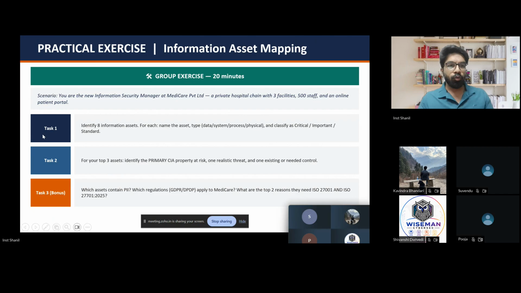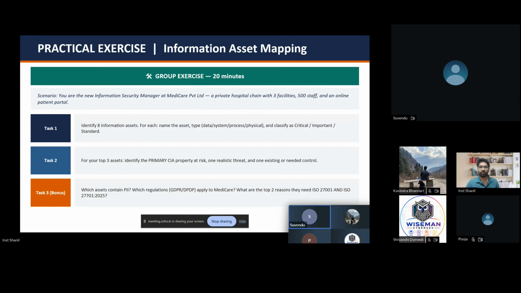Okay, let's go one by one. Instead of doing it on an individual basis, let's do it live on the call. So, Wendu and Pooja, can you name any information assets from your company? Server. Okay. HR record, like background verification portal, critical one. Perfect. Give me one more, and then we'll go to task 2.